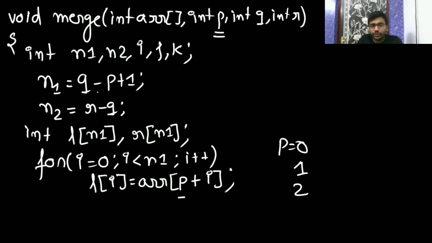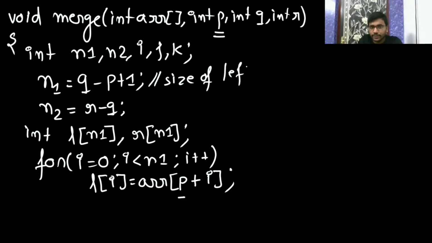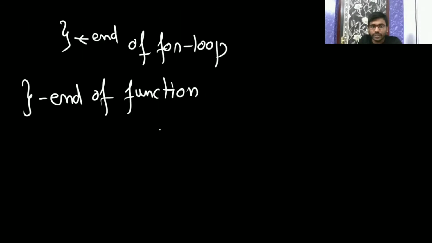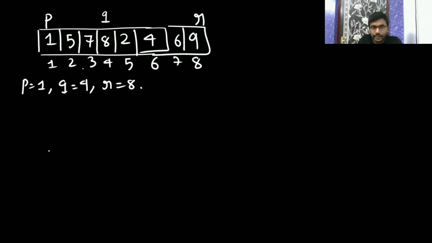So N1 is going to be Q minus P plus 1. N1 is Q minus P plus 1, which is the size of the left array. N2 is the size of the right array. So we require two arrays. One is going to store the elements of the left side and another the right.